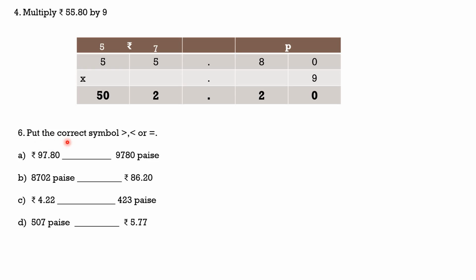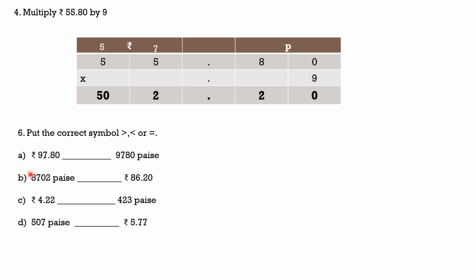Next question. Put the correct symbol. So they have given us three symbols: greater than, smaller than, and equal to. So we have to check the correct symbol and put it in between. So they have given us two amounts: rupees 97.80 and 9,780 paise. So now here you can see there are different methods of amount given here. One is in rupees and one is in paise. Okay. So while comparing these two numbers, always remember to bring both of them to the same form.